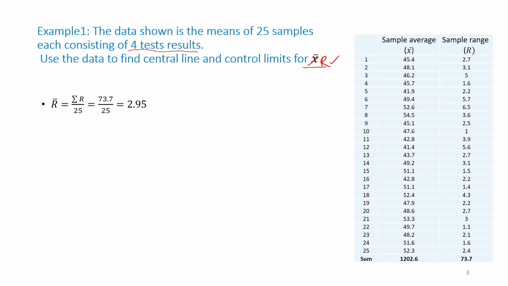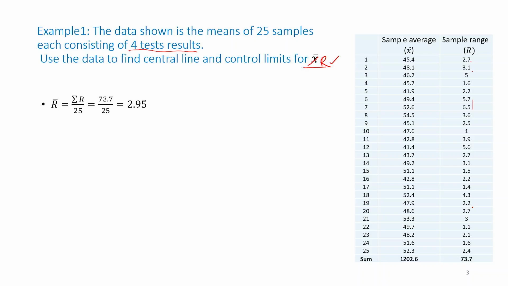So here, for so many samples, 1 to 25, the corresponding range values are given. For sample 1, range value 2.7, sample 2, range value 3.1, like that. 25th sample, range value is 2.4. And the range value has been calculated based on how many readings? Based on 4 test results. Whenever we are doing the test for each sample, we are doing 4 tests, and the difference between the minimum and maximum is the range, and these are the values of range.